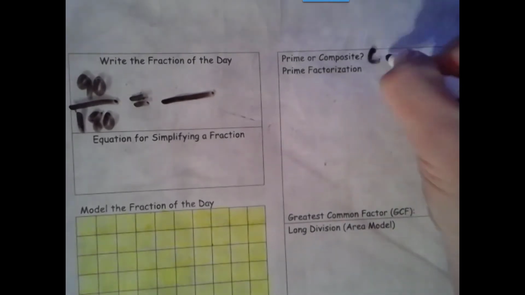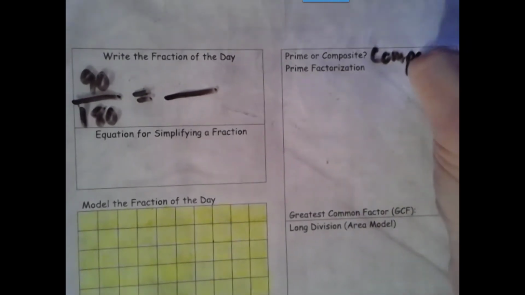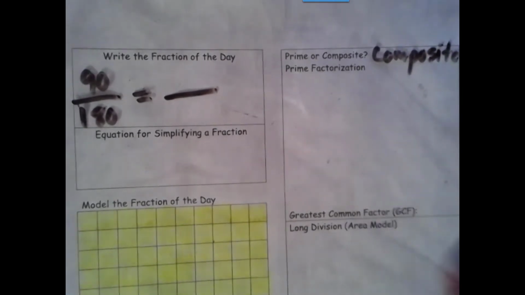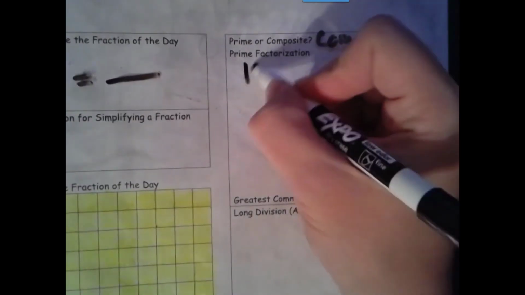Now you have to think, is that numerator 90 prime or composite? Well, it's an even number, and the only even number that's prime is the number 2, so it has to be composite. If you are not sure, you can always check on the prime number sieve. So that means we have to do the prime factorization for both 180 and for 90.